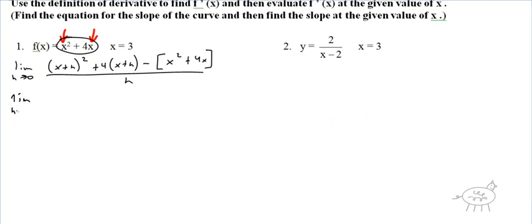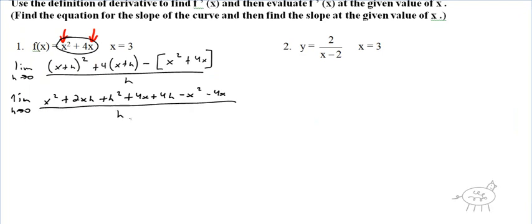Limit as h approaches 0, and it's going to be x squared plus 2xh plus h squared. You should be pretty good at that. Plus 4x plus 4h, minus x squared minus 4x, all over h. Okay, let's keep going. Limit as h approaches 0. Well, what cancels? The x squareds cancel, and the 4x's cancel. So we end up getting 2xh plus h squared plus 4h, all over h.